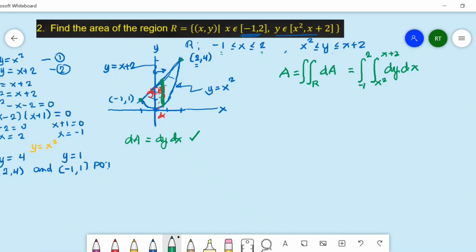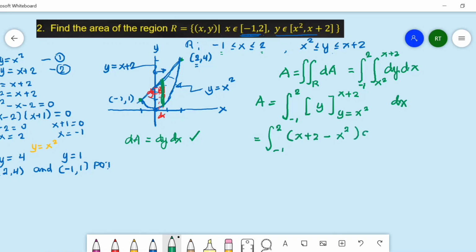Okay, so evaluating the inner integral, the integral of the differential of y from the lower limit x squared to the upper limit x + 2 will give us the integral from -1 to 2 of y, evaluated from y = x squared to x + 2, times the differential of x. Hence, we have the integral from -1 to 2. When y is the upper limit, that gives us x + 2, minus, when y is the lower limit, x squared, dx.